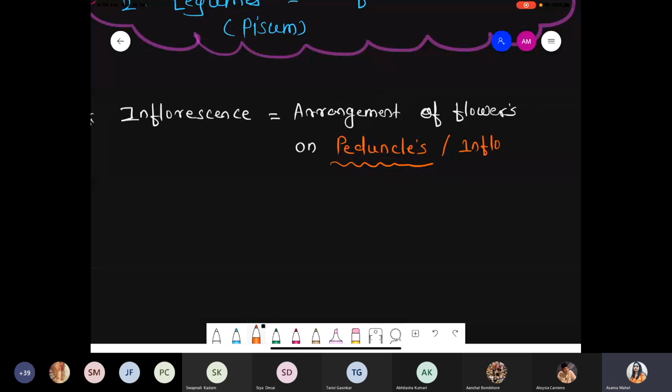Inflorescence axis is also called the peduncle. Simply, we are taking the two types, racemose and cymose, that's it.